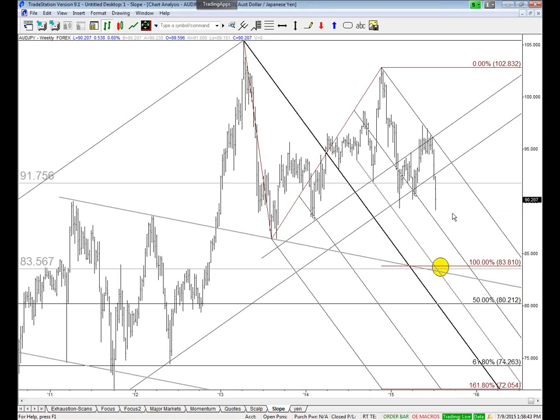So this example right here, Aussie yen, tells you that this is a fairly steep downtrend. And it gives you target levels and everything else. So it's a little more useful, I think, than just simple horizontal support and resistance.